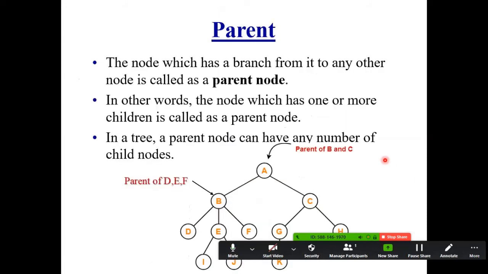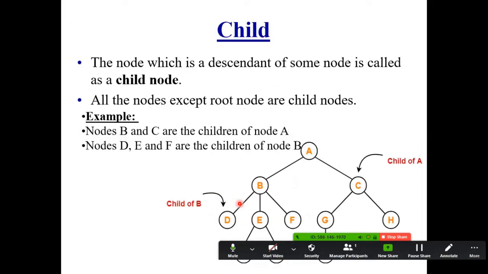So what is a parent node? The node which has a branch from it to any other node is called a parent node. In other words, the node which has one or more children is called a parent node. In a tree, a parent node can have any number of child nodes. Look at this. I have taken node A. Node A is the parent of B and C. Node B is the parent of D, E, and F. Node C is the parent of G and H. A parent has at least one child. Then only we can say the node is a parent.